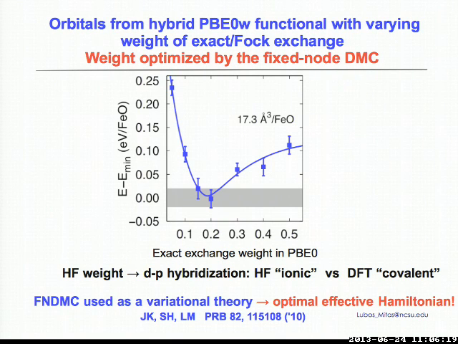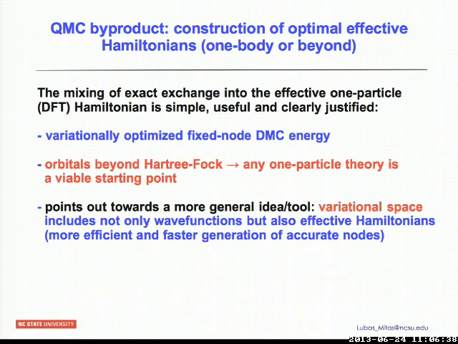We use this as a variational theory to optimize the effective one-particle Hamiltonian. Okay? Because otherwise you have no idea why it should be exactly 20%. So we know why it should be exactly 20%. This gives you the best possible nodes within the given functional form. Okay, so this is just a repetition of the thing. Variationally optimized fixed node energy. You can use any orbitals which you want, any one-particle theory or even more complicated. And you get a nice general idea.